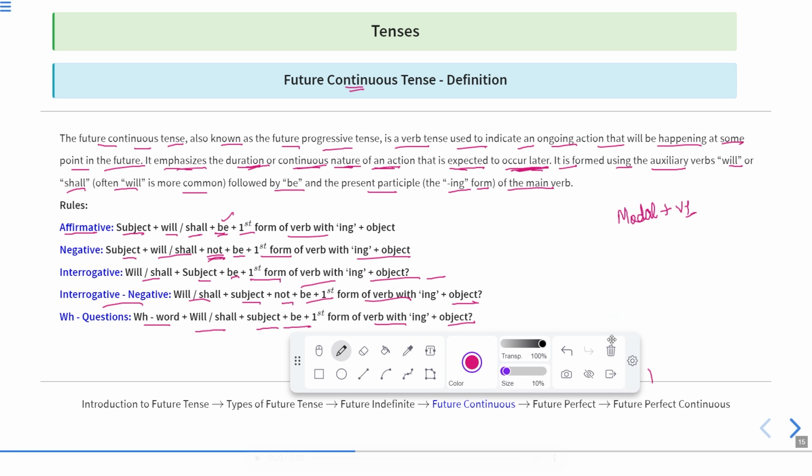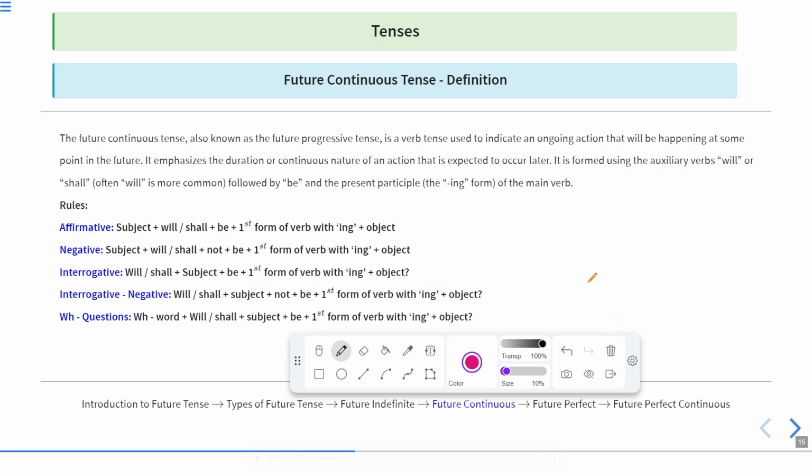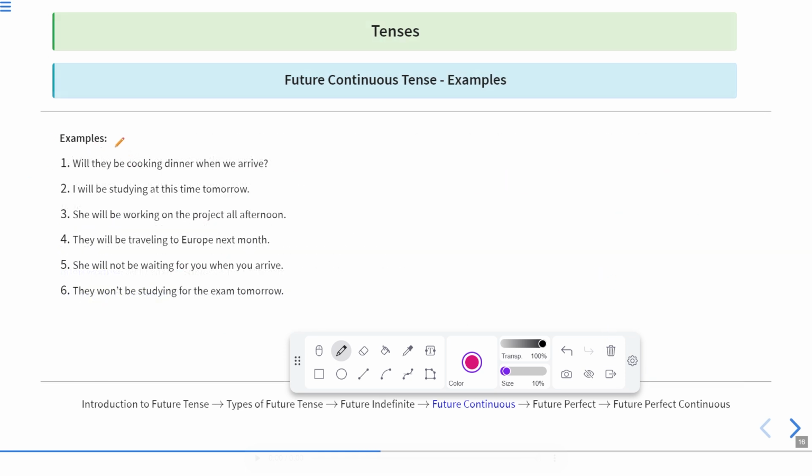Okay, now let us see the examples one by one. Here we have some examples. Will they be cooking dinner when we arrive? Now here in this sentence we can see, first of all we have the modal, then they is the subject, now be, and then verb with ing, that we can call verb first form, and then dinner is the object. Now when we arrive is another sentence that we can use in combination with the future tense.